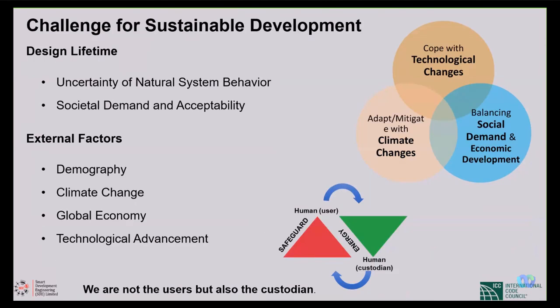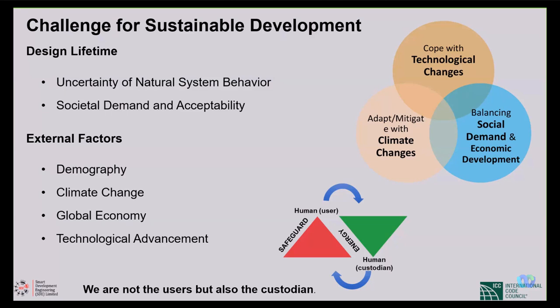There are many thoughts regarding sustainable development. Here I want to highlight what the challenges for sustainable development are. What are the barriers? What are the things we are going to face when we implement sustainable development?